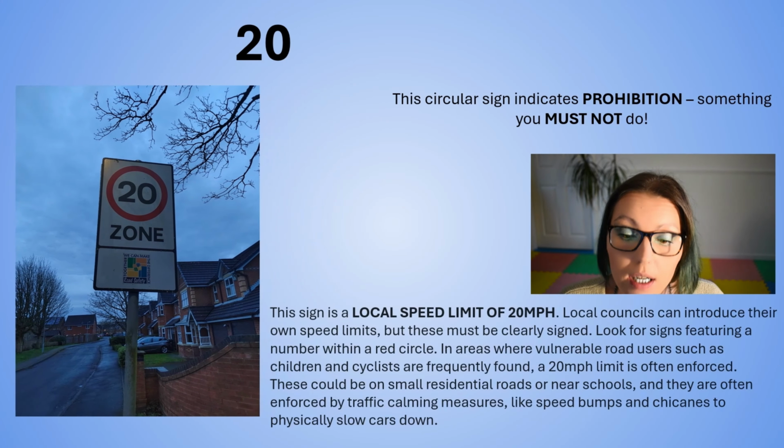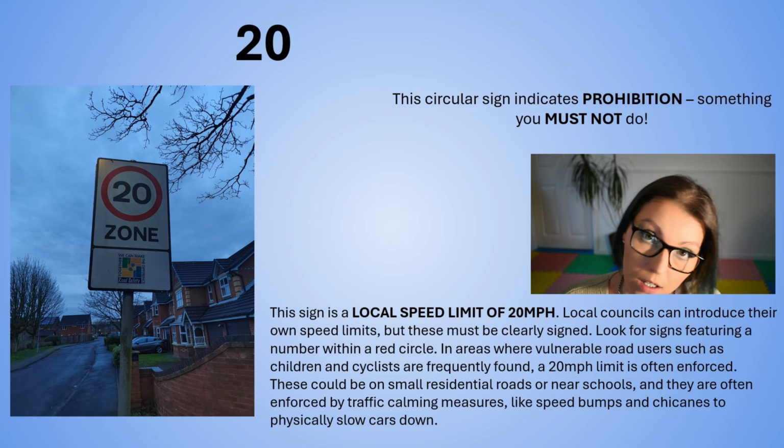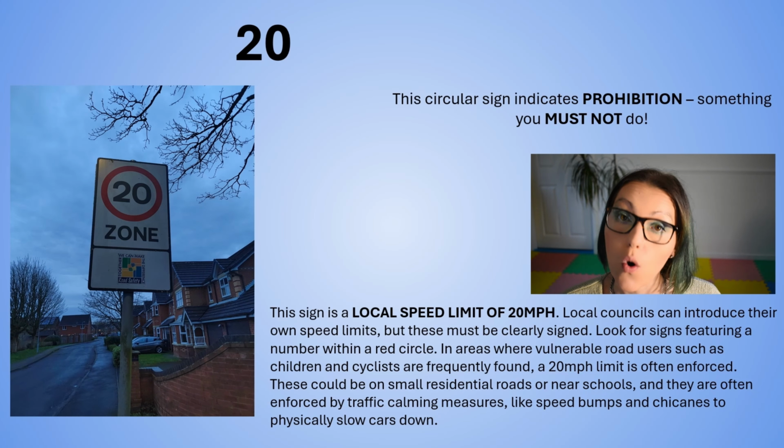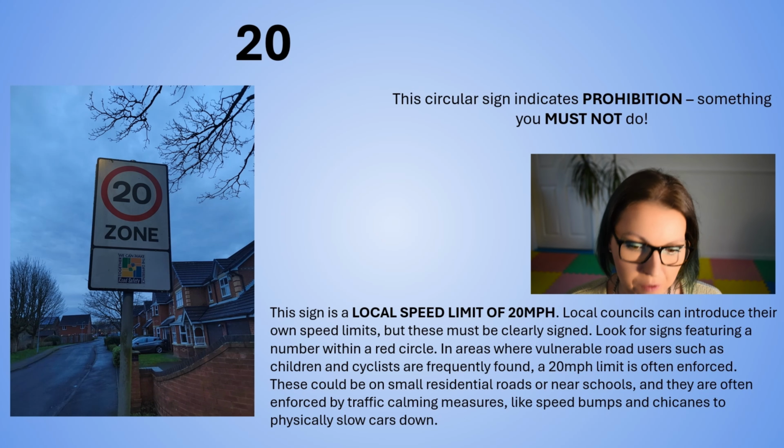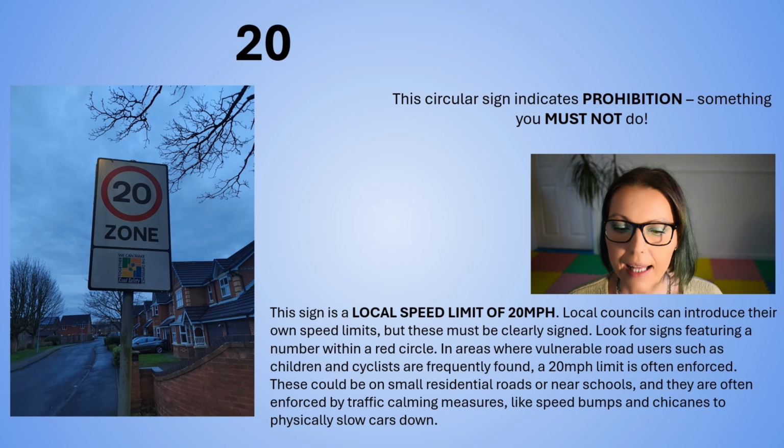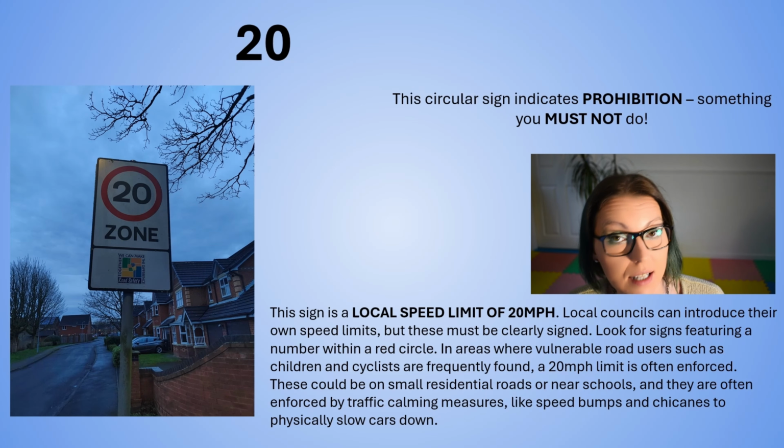And this sign is a local speed limit of 20 miles per hour. Local councils can introduce their own speed limits, but this must be clearly signed. Look for any signs featuring a number within a red circle. In areas where vulnerable road users, such as children and cyclists, are frequently found, a 20 mile per hour limit is often enforced. This could be on small residential roads or near schools, and they are often enforced by traffic calming measures like speed bumps and chicanes to physically slow cars down.